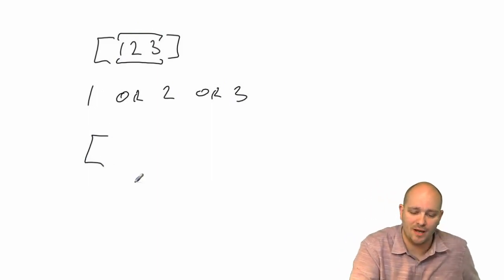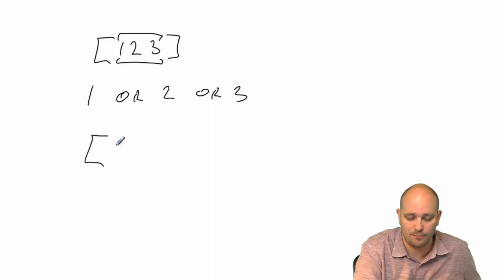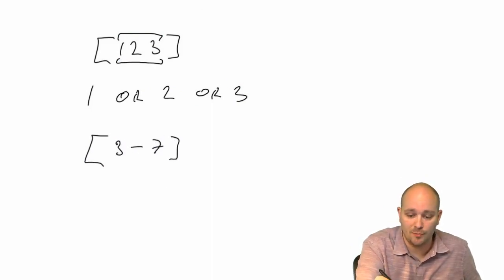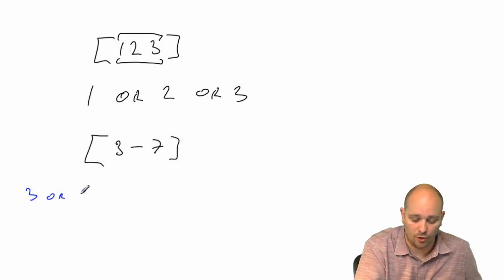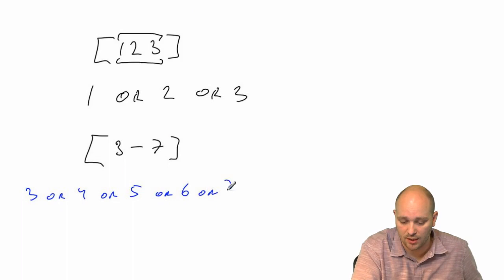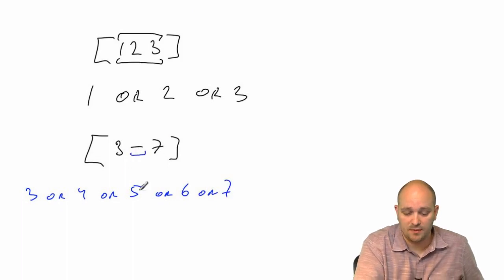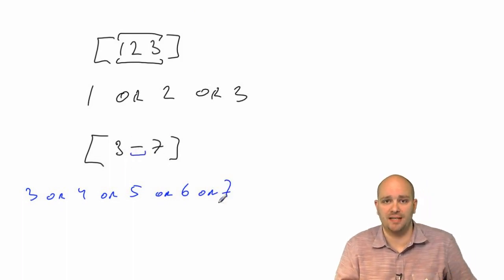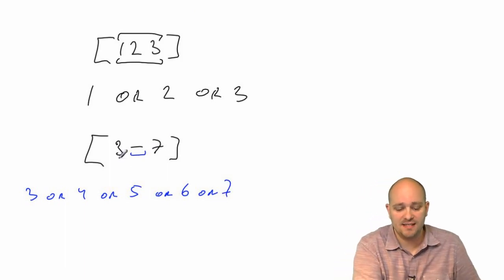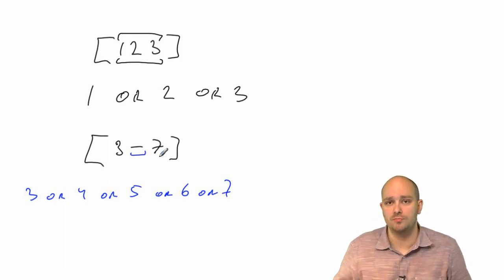So this is basically a list of characters that can be matched in that particular position. But we can also use it to match the ranges of characters. So for example, 3-7, this is going to match 3 or 4 or 5 or 6 or 7. So this dash here is not a literal character. It is interpreted as a special character that means, okay, this is the range that we want to match.